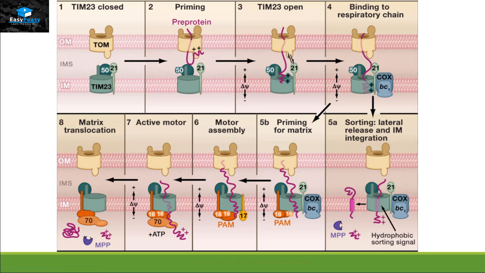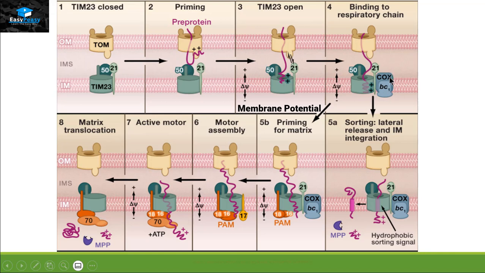By this recognition, Tim50 and Tim21 will move apart and open the Tim23 core. Now to pull this protein into the Tim complex, the membrane potential will develop by this sign, and it helps the protein to move from the Tim complex.